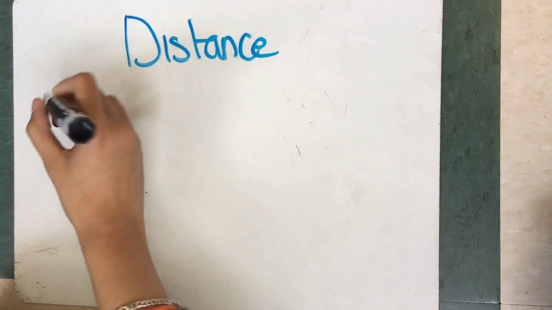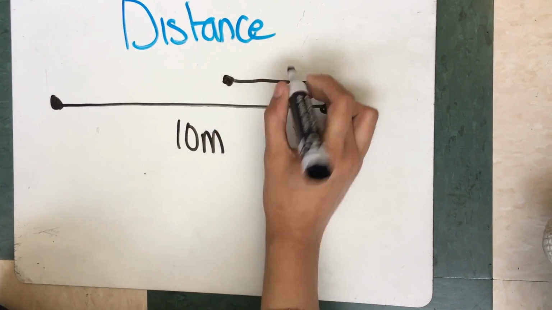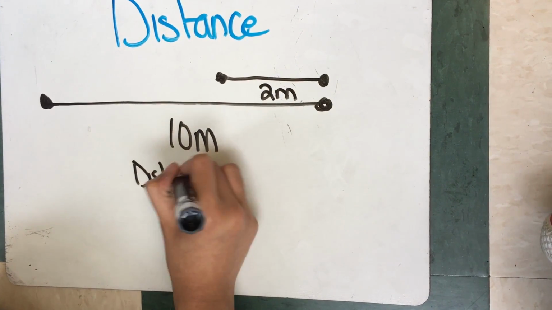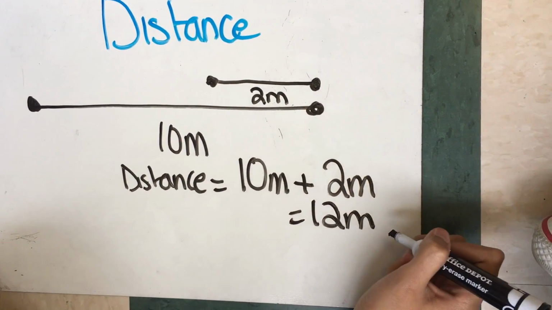Now we will be finding the distance by calculating the total length that I have traveled through my journey. Since I first traveled 10 meters and then moved back 2 meters, my total distance traveled will be 12 meters total.